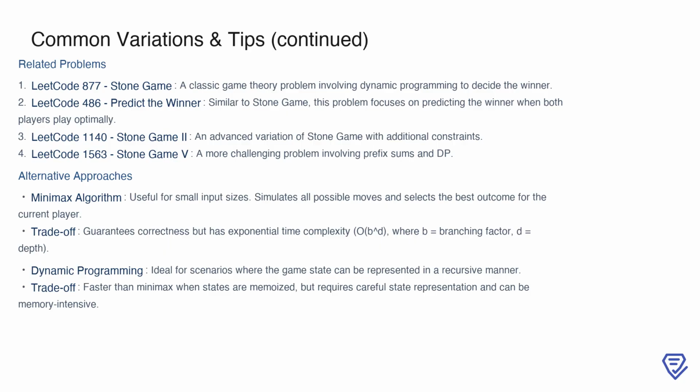As for alternative approaches, the minimax algorithm is a useful strategy for small input sizes. It systematically simulates all possible moves and selects the best outcome for the current player. However, the trade-off is that minimax has exponential time complexity, which makes it impractical for larger inputs. Dynamic programming, on the other hand, is ideal when the game state can be represented recursively. By memoizing states, you can significantly reduce redundant calculations. While this approach is faster than minimax, it can still be memory-intensive and requires careful thought in representing states.